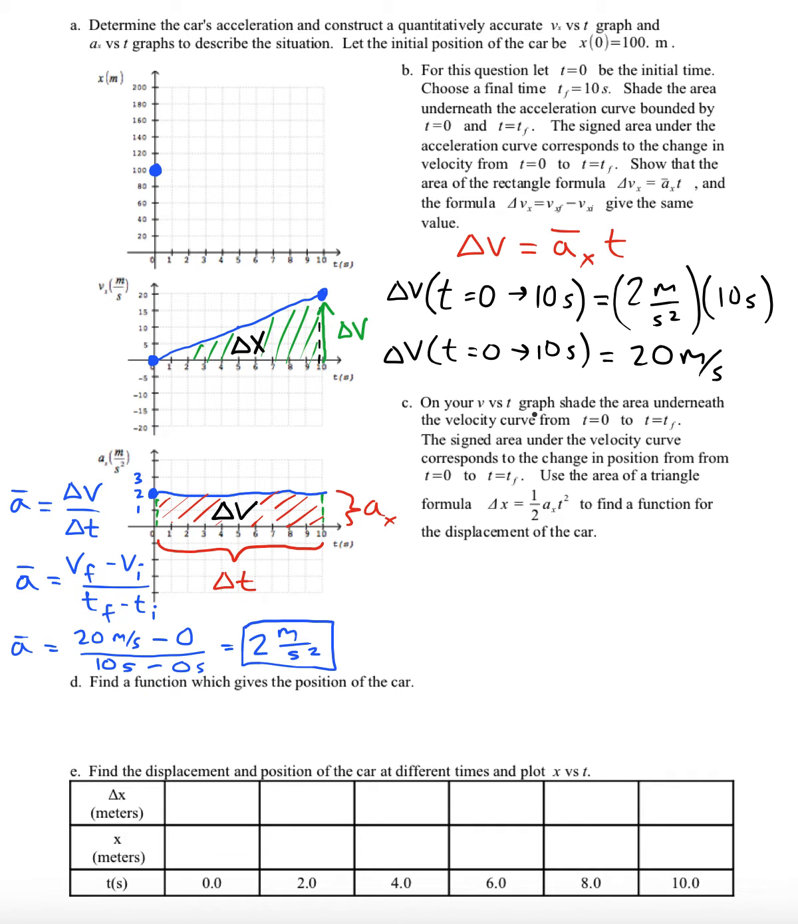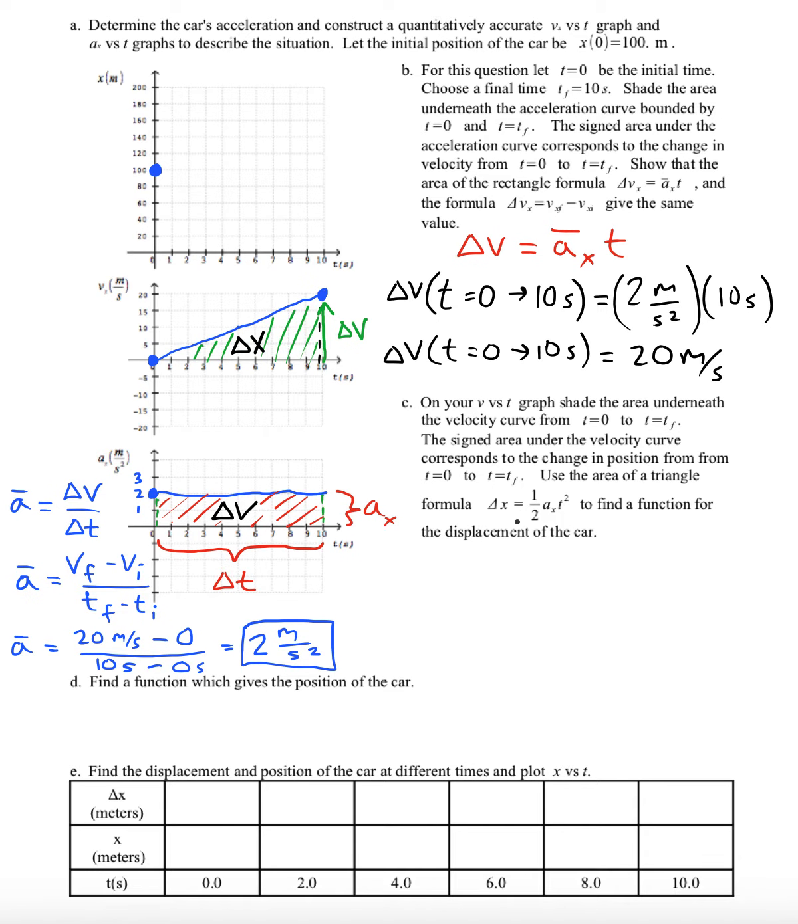On your v versus t graph, shade the area underneath the velocity from t equals 0 to t equals 10. The signed area under the velocity curve will correspond to the change in position from t equals 0 to t equals 10. Use the area of a triangle formula, delta x equals 1/2 at squared.